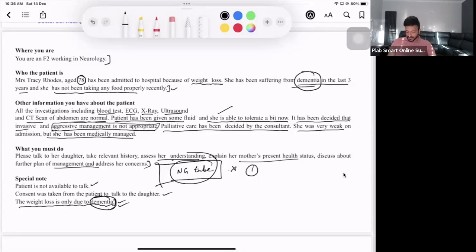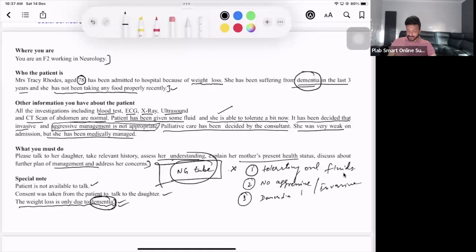Why? Number one, she's tolerating oral fluids. So why are you giving NG tube to someone who is tolerating it now? Number two, our consultants have decided no aggressive or invasive treatment. So we'll try not to go for NG. And number three, your patient has got dementia. She's not unconscious. She is having dementia. So what can happen? She can pull out the tube as well. She can just pull it out. Do you think it's a good idea then? No. So that's why NG is not an option for her.